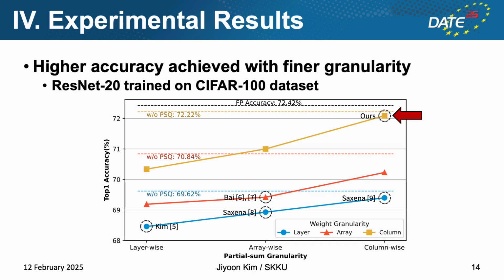To evaluate our method, we conducted experiments on the CIFAR-100 dataset, comparing different weight and partial sum quantization granularities. Our results show that our approach achieves 72.09% top-1 accuracy, surpassing previous quantization strategies. These results confirm that the models trained with our method consistently outperform those with coarser granularities.